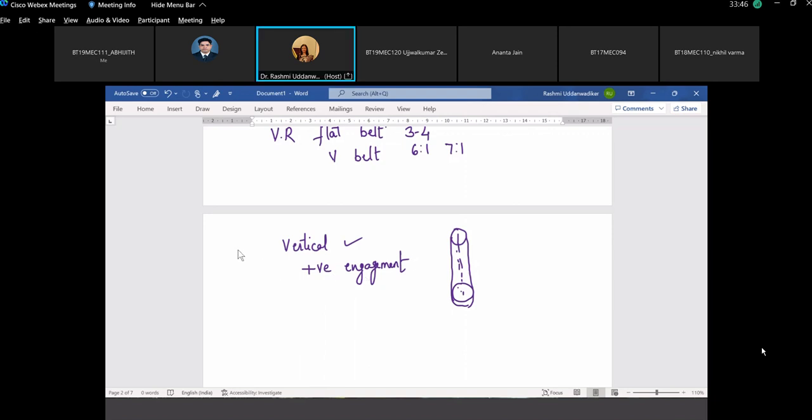What about the initial tension? What do you think would be the initial tension for V belt, less than or greater than flat belt? Initial tension required to transmit power.